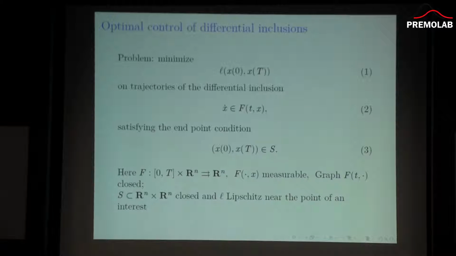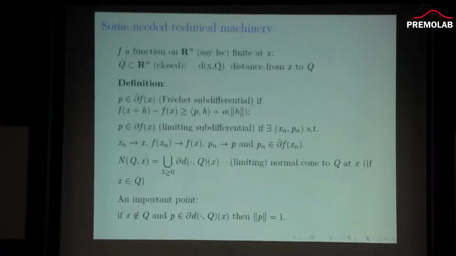Okay, I will omit these technical things except for mention of the Lipschitz property, which will play a very essential role in the discussions. Although it's a technical thing, nonetheless. So to explain what will be done further, I need some technical machinery of variational analysis. Very simple, that's all I need.